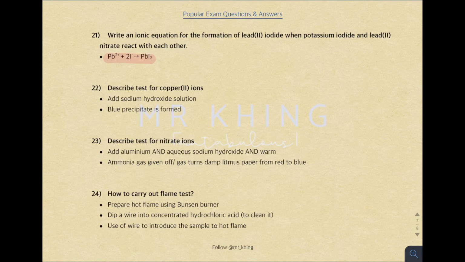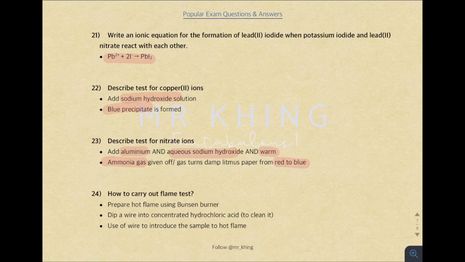Next one, how do we test for the presence of copper 2 ions? We can test by adding sodium hydroxide solution, and then it forms a blue precipitate, which is copper 2 hydroxide. Next one, describe the test for nitrate ions. Remember, to test for nitrate, there are 3 conditions needed. You have to add aluminium, you need aqueous sodium hydroxide, and you also have to warm or heat the solution. If there are nitrate ions, it will produce ammonia gas. And then the gas produced will turn the litmus paper from red to blue.